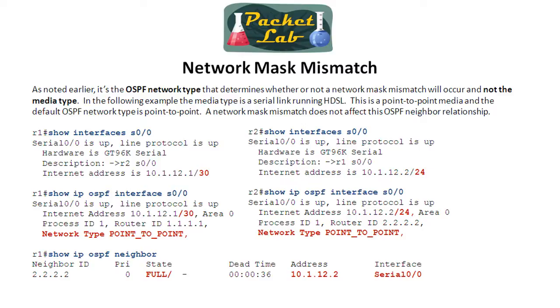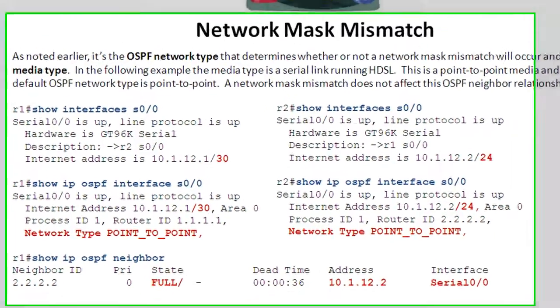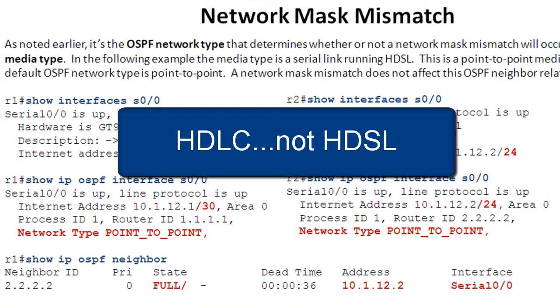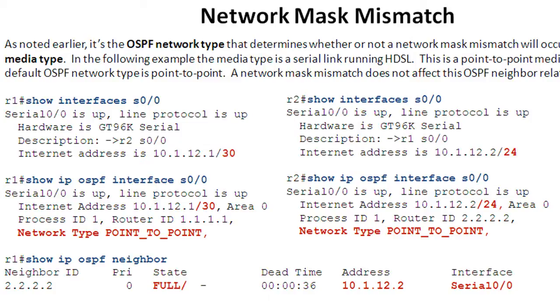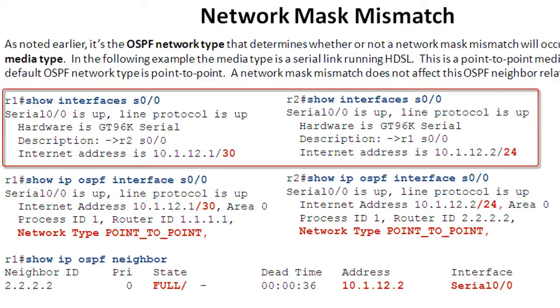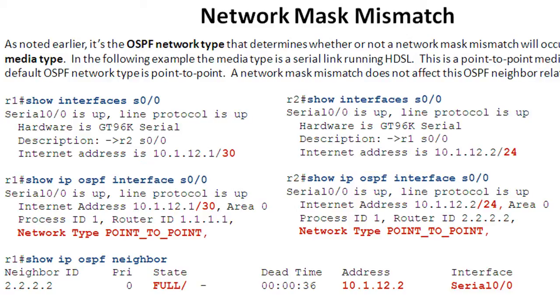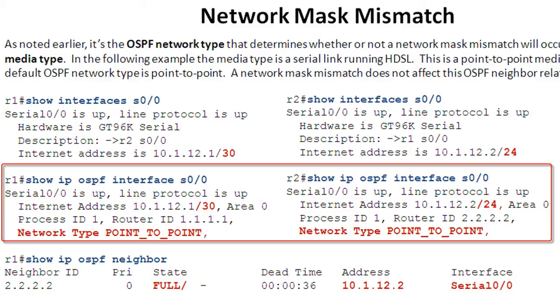Here we have R1 and R2 set up with serial interfaces between them. So there's a serial line connecting them, and by default you're going to be running HDLC as your layer 2 protocol there. So if we do a show interfaces 0/0 on both sides, we can see that on R1 we have a /30 and on R2 we have a /24. So we have a network mask mismatch. Now we can still ping, we've got layer 3 connectivity.